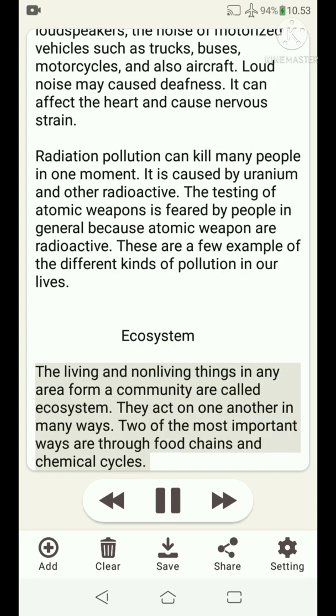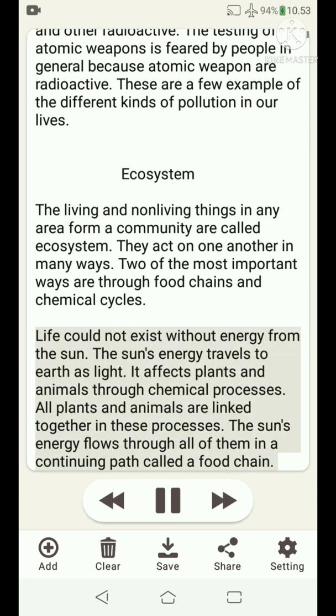Ecosystem. The living and non-living things in any area form a community called an ecosystem. They act on one another in many ways. Two of the most important ways are through food chains and chemical cycles. Life could not exist without energy from the sun. The sun's energy travels to Earth as light. It affects plants and animals through chemical processes. All plants and animals are linked together in these processes. The sun's energy flows through all of them in a continuing path called a food chain.